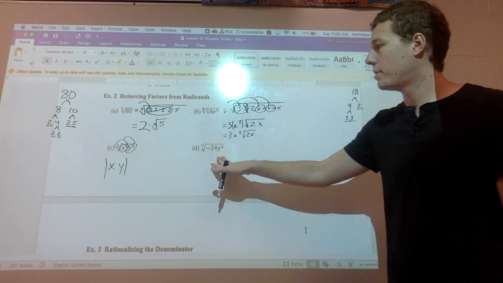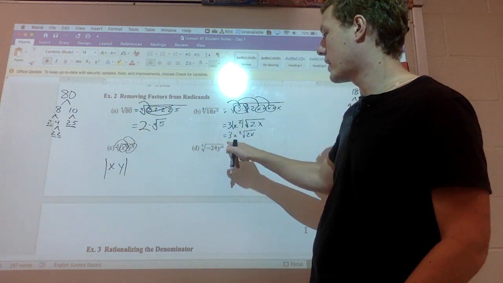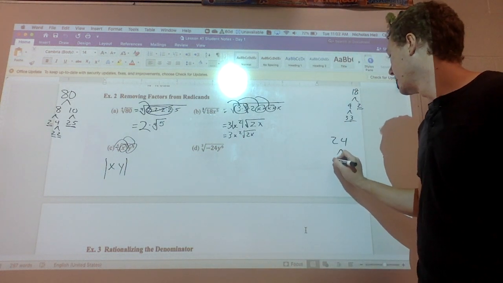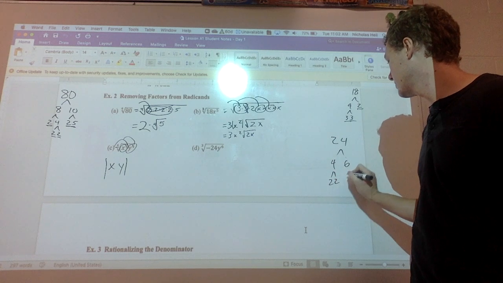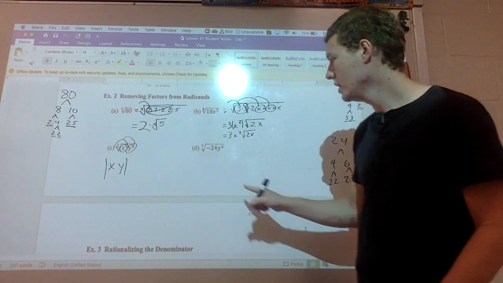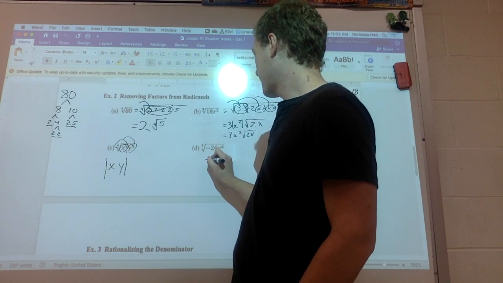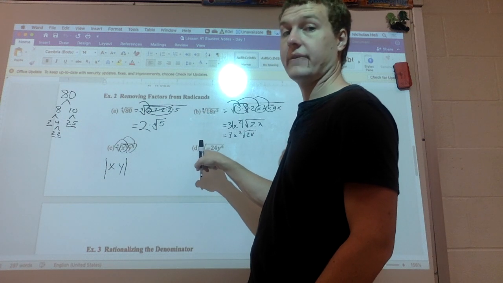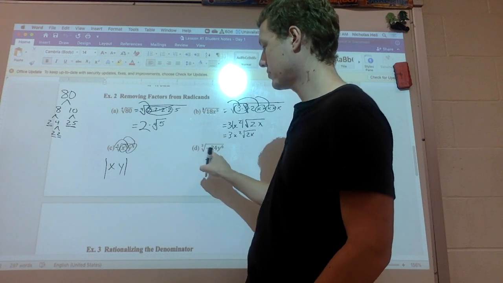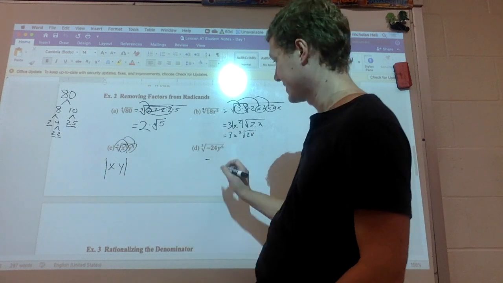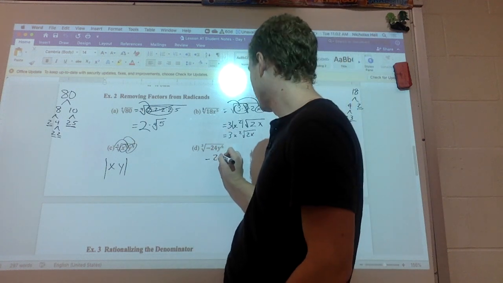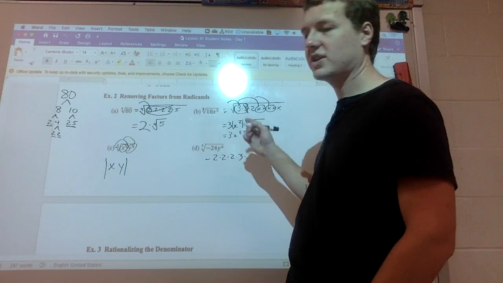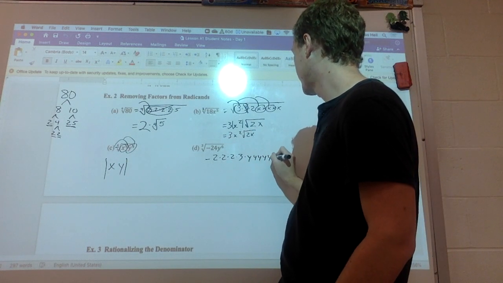I'm going to do one more, part D, cube root of negative 24y to the 6th. I'm going to break down 24. That's let's go 4 and 6. 4 is 2 and 2, 6 is 2 and 3. So, I have a negative. That's okay, because I have an odd root now. So I'm just going to take out that negative once I get to this step. Now, I broke down 24 as 2 times 2 times 2 times 3. And then I have 6 y's. So that's 1, 2, 3, 4, 5, 6.